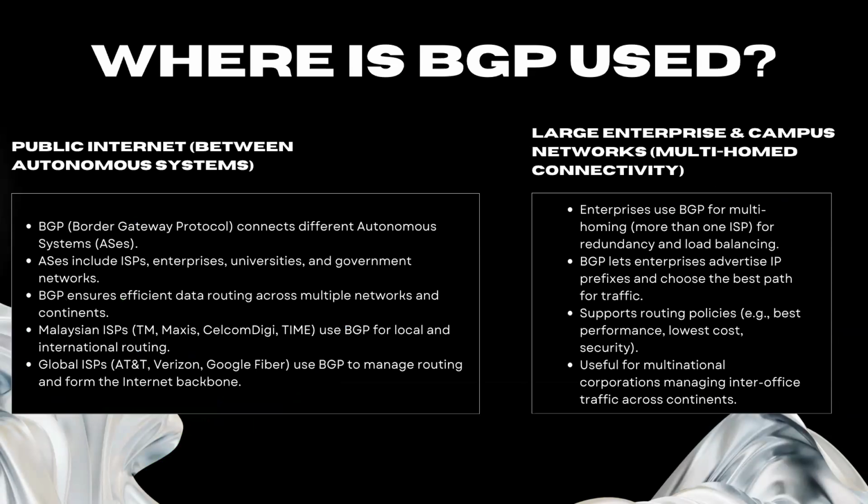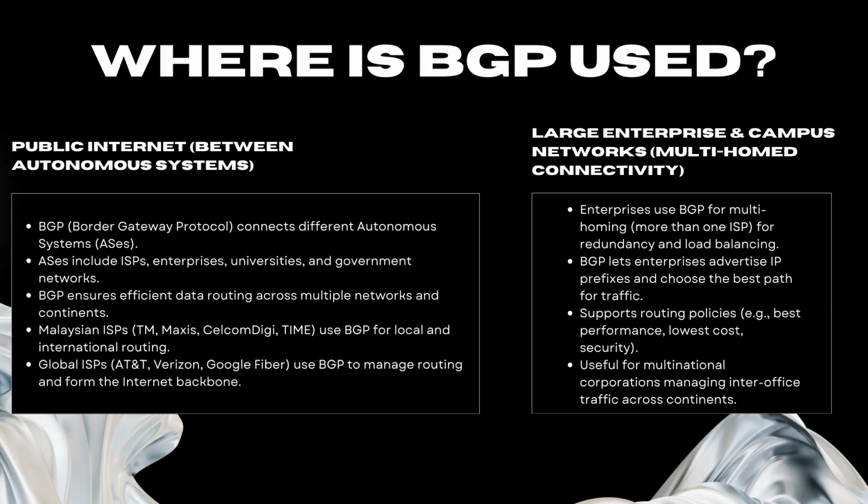So now I'll be explaining where BGP is commonly used in real-world networks. The first is the public internet, or between autonomous systems. BGP plays a crucial role in the public internet. It connects different autonomous systems, or AS. These AS are essentially large independent networks such as internet service providers, large enterprises, universities, and government networks.